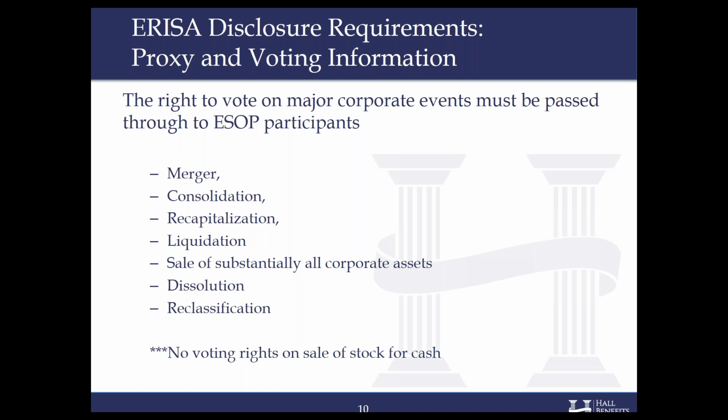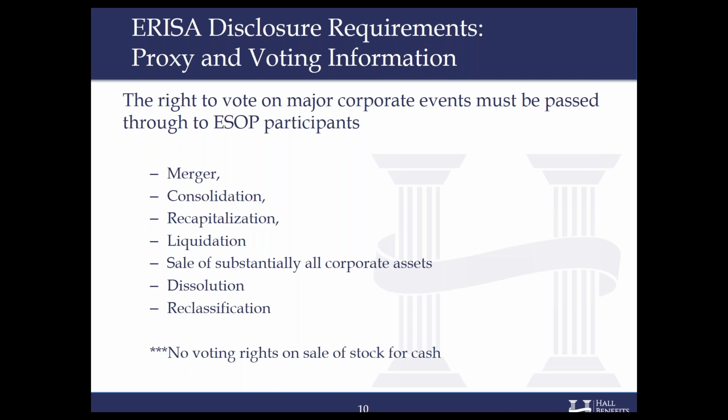So the law under the tax code says that there are certain major corporate events where ESOP participants have to be given a right to vote. Again, the trustee has an obligation to vote in the participants' best interest, even if it's contrary to what the participants told them to do. But the participants at least have to be given a right to vote on these things, and I've listed them in your slide. One is a merger, a consolidation, recapitalization, liquidation, sale of substantially all the corporate assets, a dissolution, and a reclassification.